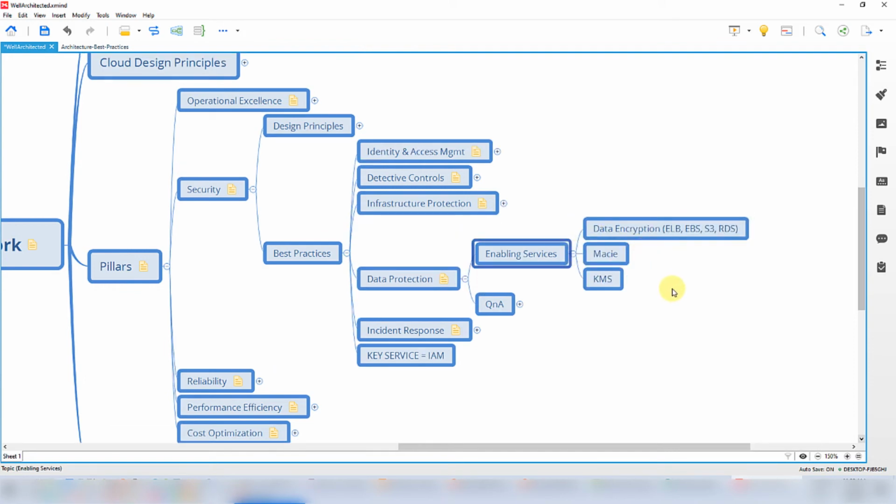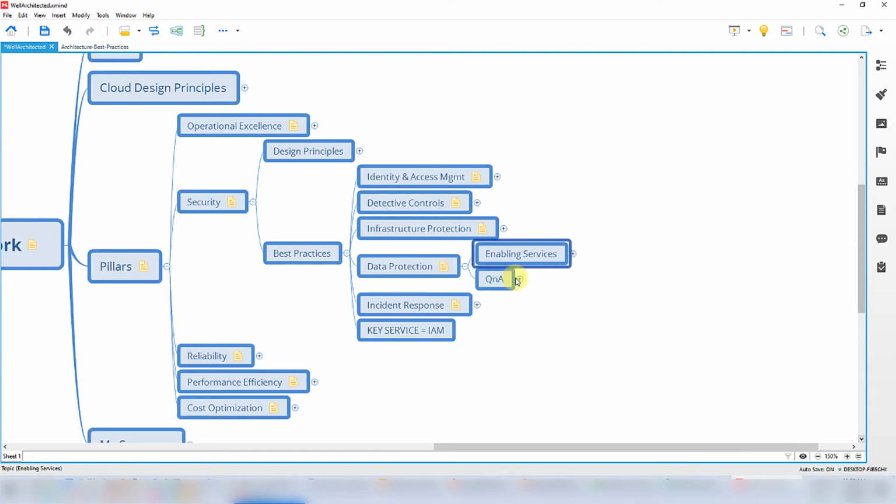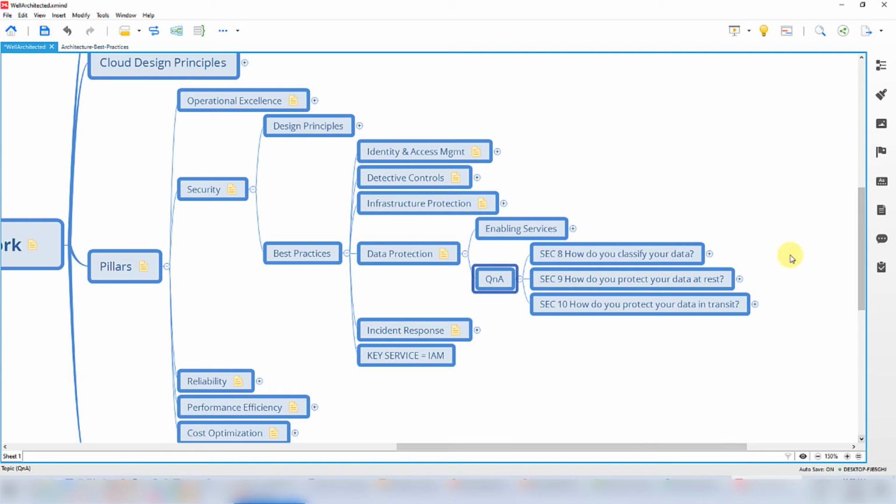For data protection, key enabling services are data encryption, Macie, and the Key Management Service. The questions driving behavior: how do you classify your data? How do you protect your data at rest? And how do you protect your data in transit?